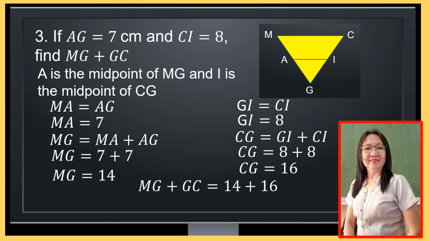So adding the two segments, we have MG plus GC as required in the problem. So adding 14 plus 16, we will obtain 30.